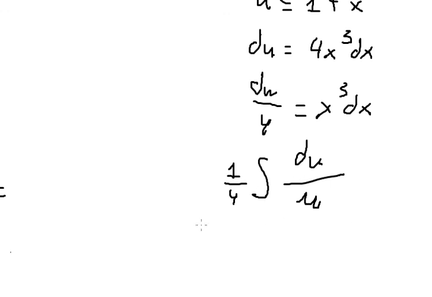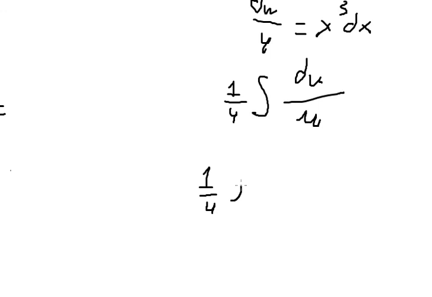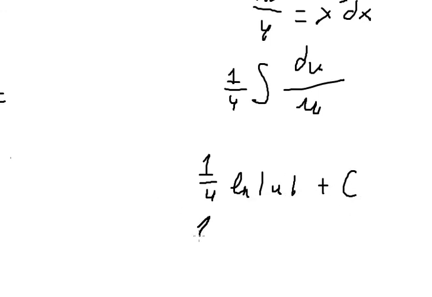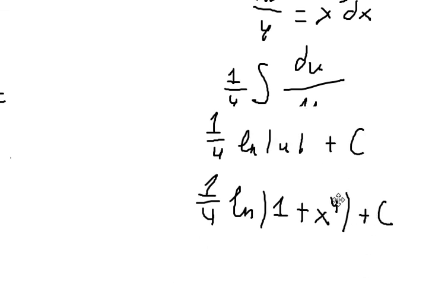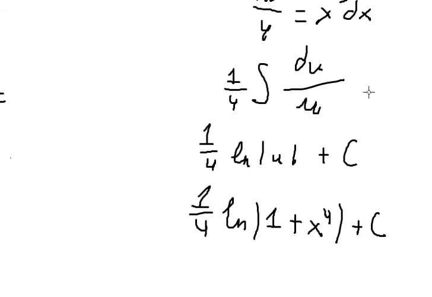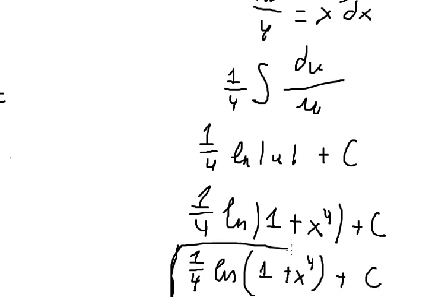The integration of this one, we have ln of the absolute value of u, and we put c. That is about this one. But x to the power of 4 always provides a positive number, so you can cancel the absolute value in here. And this is the final answer.